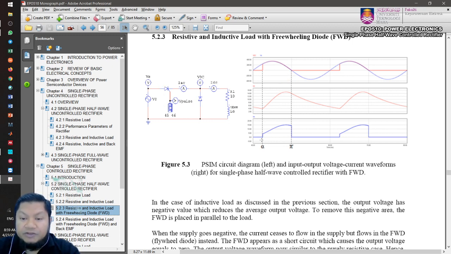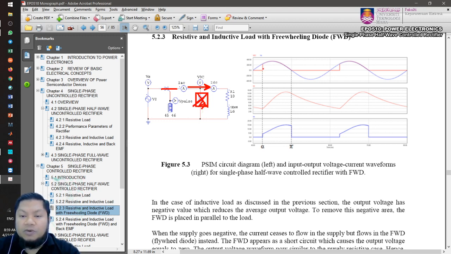So when we trigger the thyristor at alpha, the thyristor starts to turn on, and it will appear as a short circuit, and therefore this diode will be reverse biased, isn't it? Because of the positive and negative polarity of your anode and cathode here, and therefore it will be reverse biased, and no current will flow in that direction. So you bypass this diode.